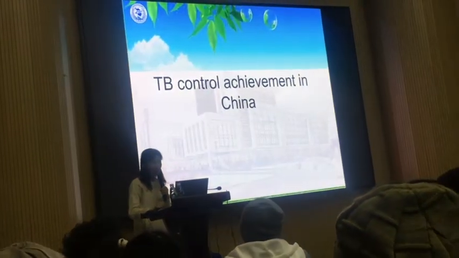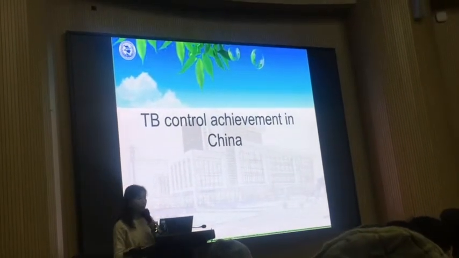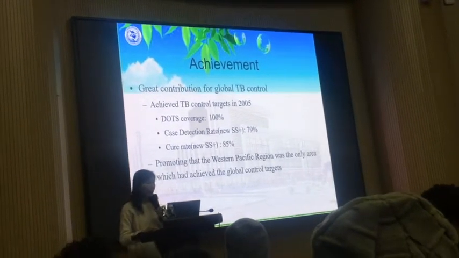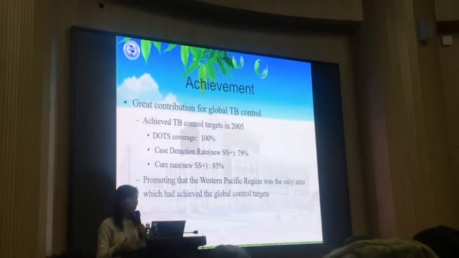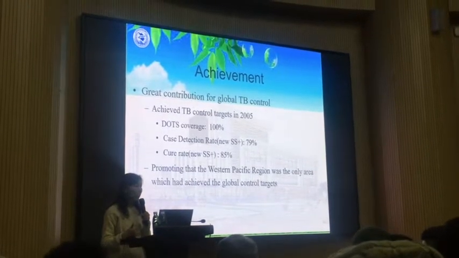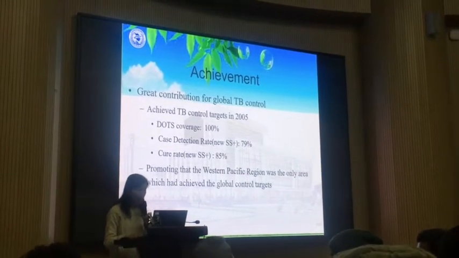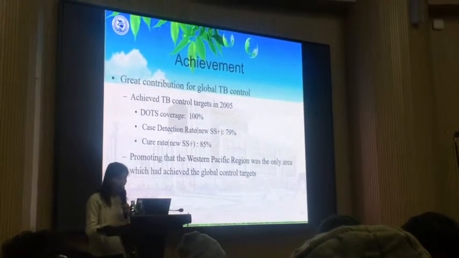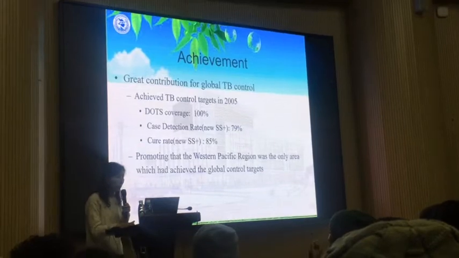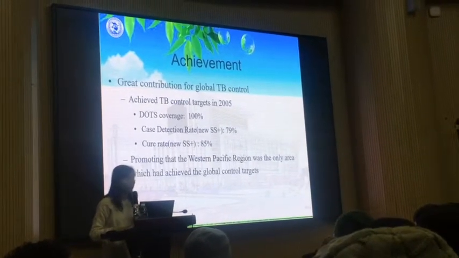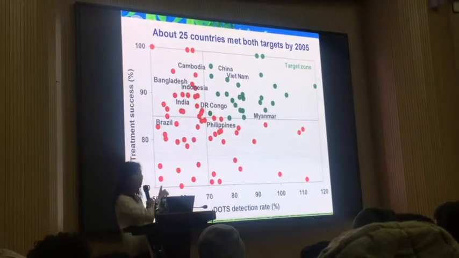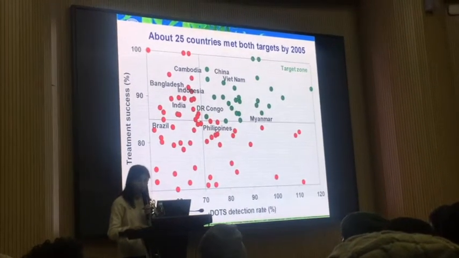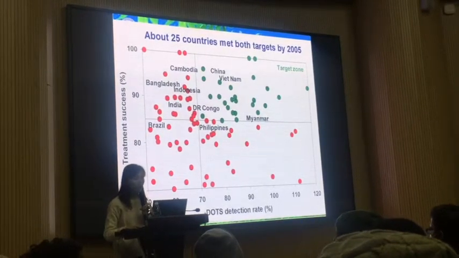Okay. So next I will introduce the TB control achievements in China. We can see we made a great contribution to global TB control. We achieved the TB control targets in 2005. The Western Pacific region was the only area which had achieved the global control targets. And our country is one of the 25 countries that met both targets by 2005.